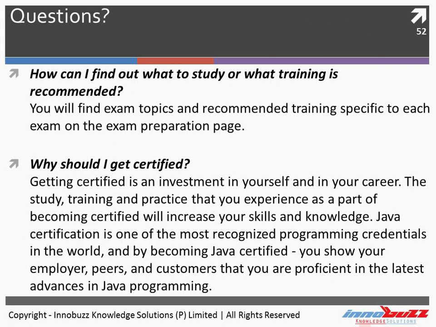Why should I get certified? Getting certified is an investment in yourself and in your career. The study, training, and practice that you experience as a part of becoming certified will increase your skills and knowledge. Java certification is one of the most recognized programming credentials in the world, and by becoming Java certified, you show your employer, peers, and customers that you are proficient in the latest advances in Java programming. So it's very important to get certified in your skills of interest.